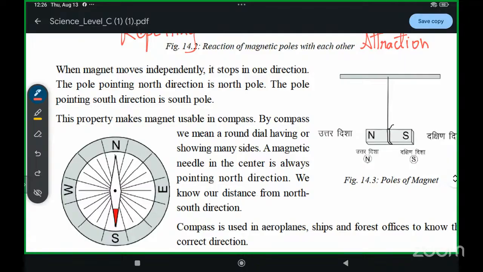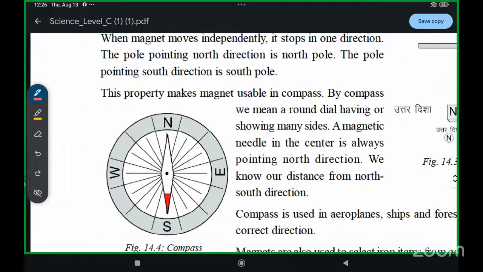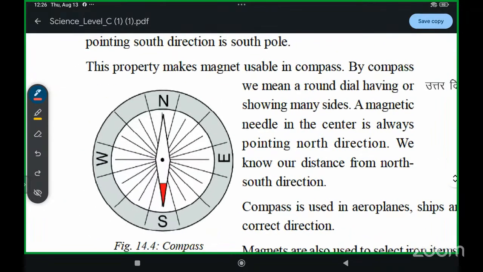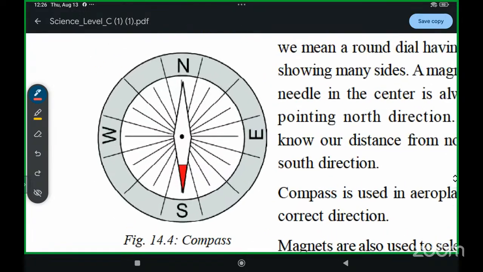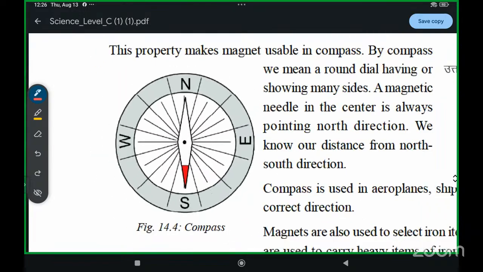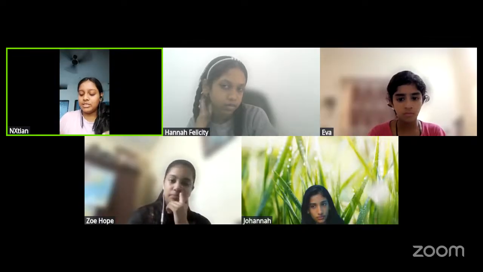A compass is a round dial showing many sides. It has four sides: north, south, east, and west. And you also know that our Earth has a north and a south pole. I will show you one image.